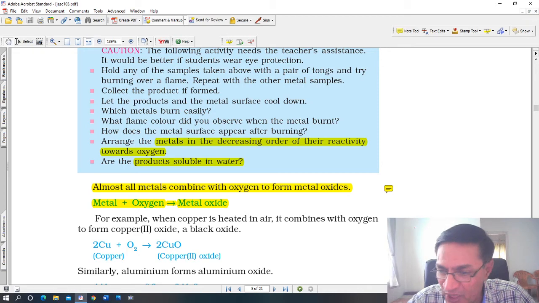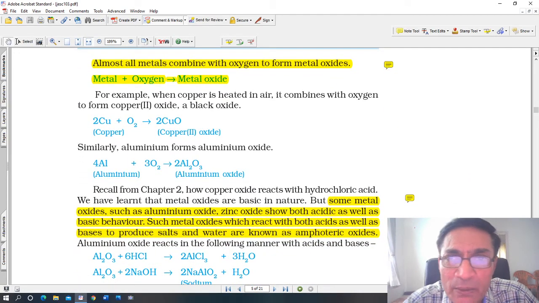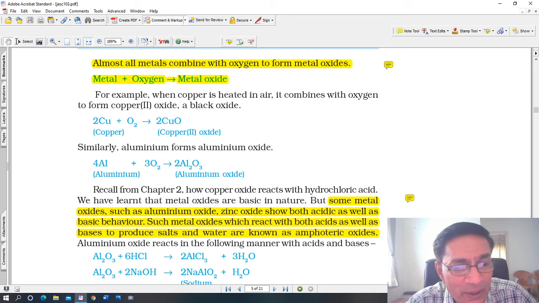Okay, then you can see उसके नीचे लिखा है aluminium reacts with oxygen to give aluminium oxide. Okay, and this aluminium oxide again will react further. Okay, just see that. Recall how copper oxide reacts with hydrochloric acid. We have learned that metal oxides are basic in nature.